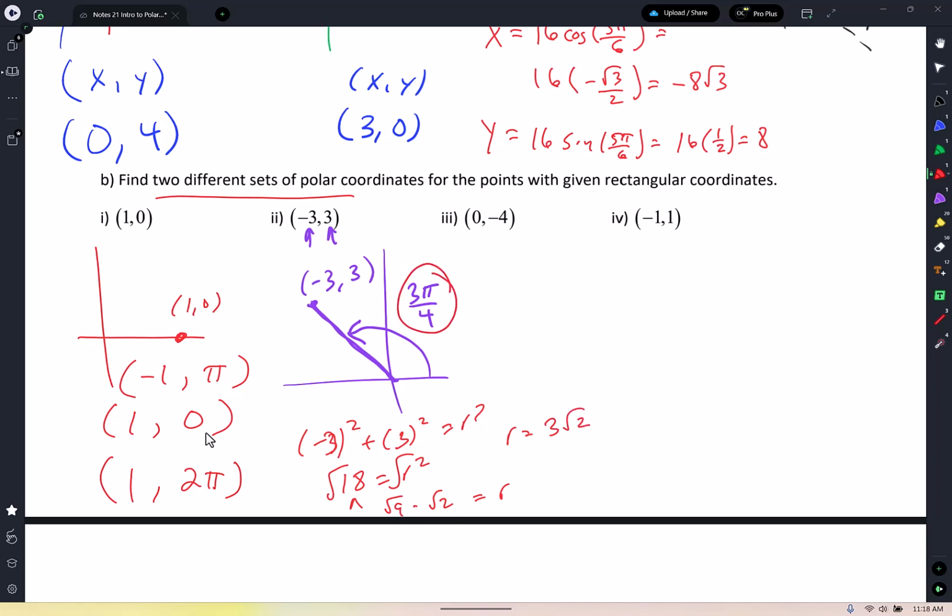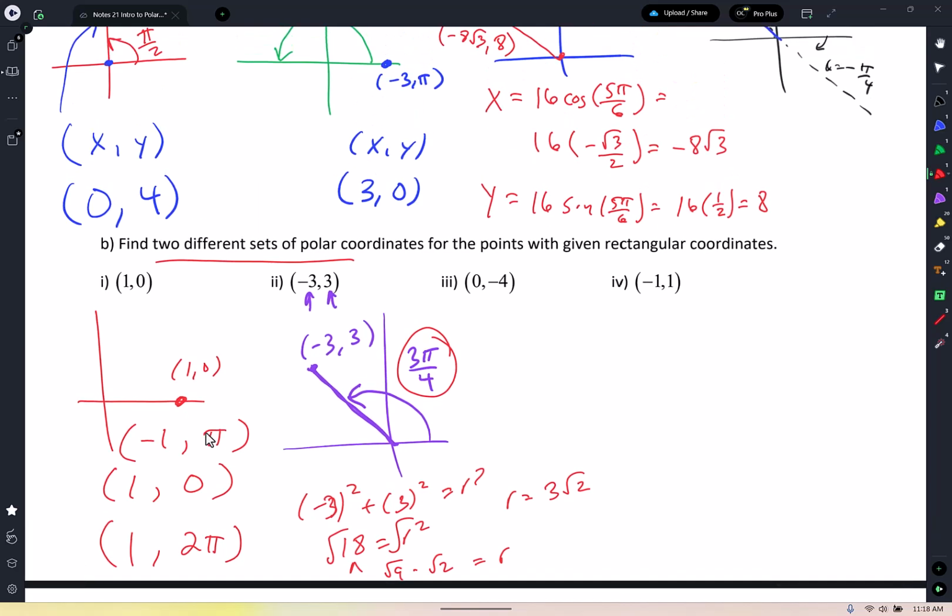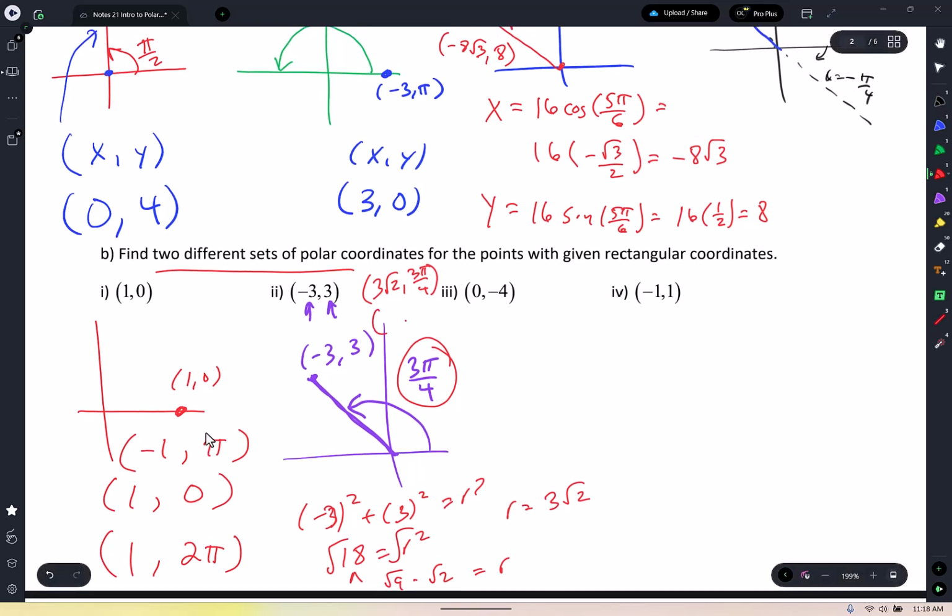And we already know that angle, so here it is. So here's my answers. Where do I write them? I write it right here. So 3 square root of 2, comma 3 pi over 4. And it wants two different ones. So let's see. What's another one? Negative pi over 4. And then I'm going to go in reverse. Negative 3 square root of 2. There it is.